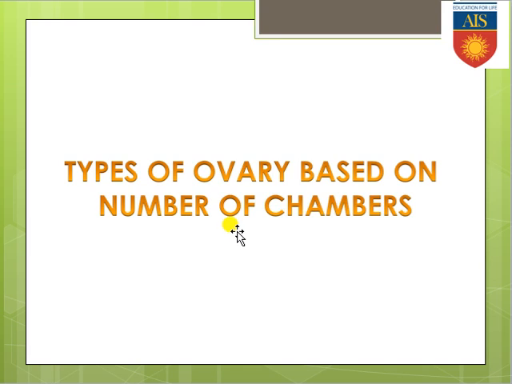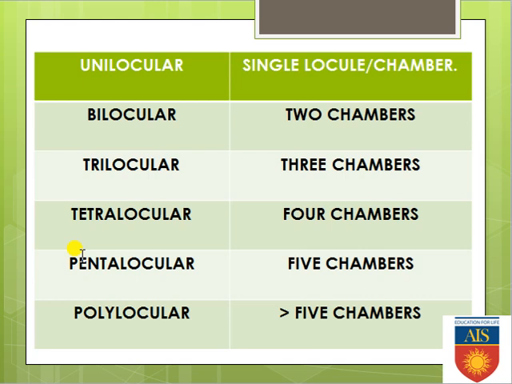Going for the next slide. In the next slide you can see the types of ovary based on the number of chambers. Let's see. First of all, here the specific word used is locule. Locule means the chamber. So based on the number we have segregated the entire ovary into multiple types.